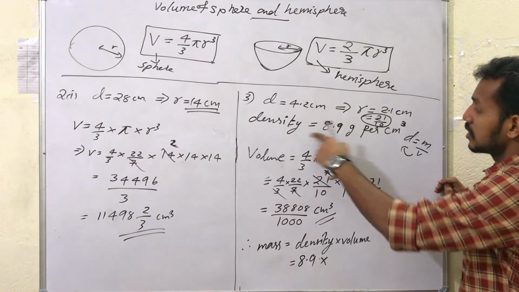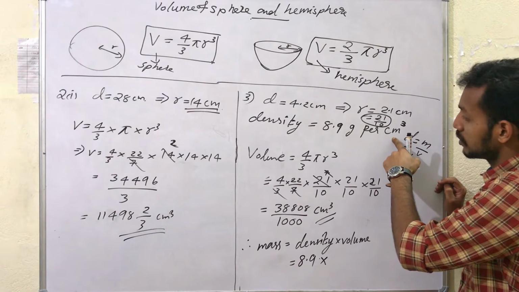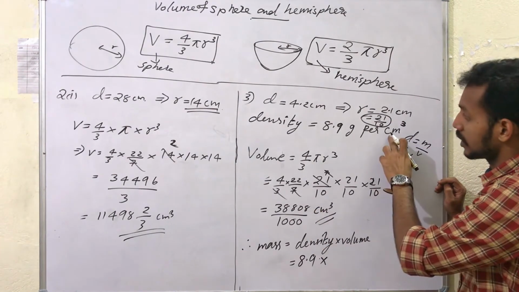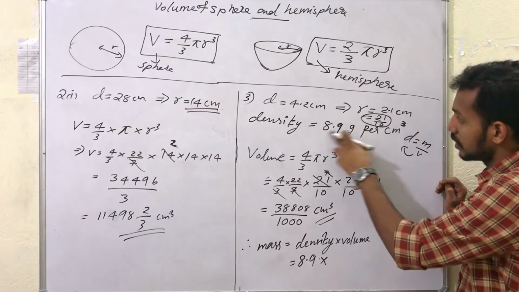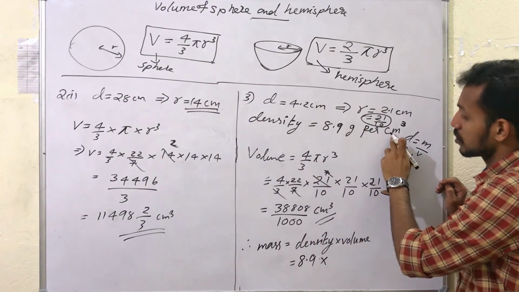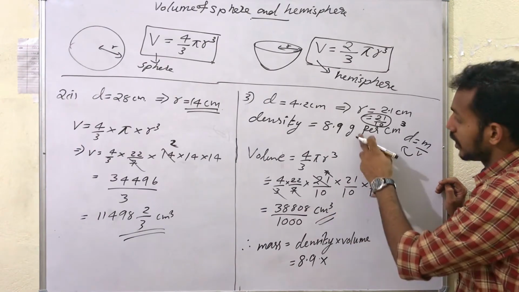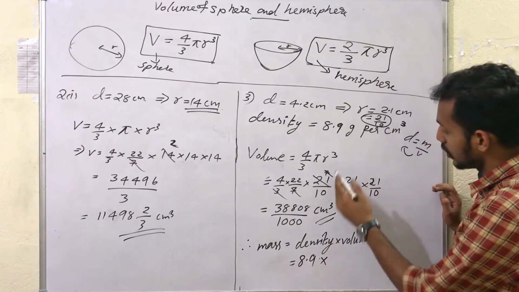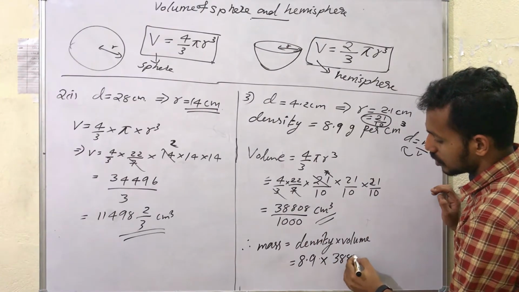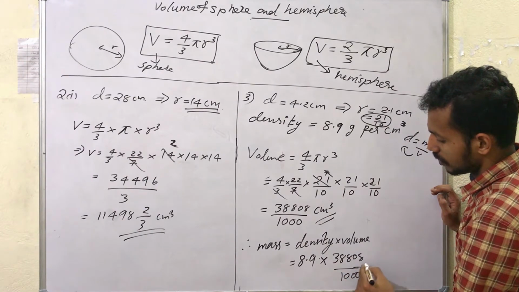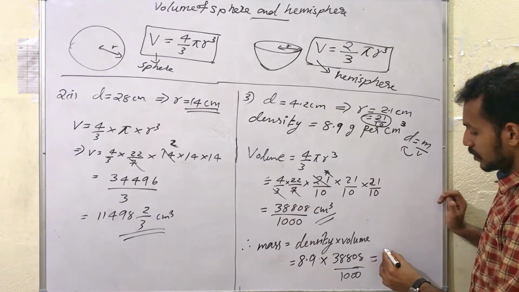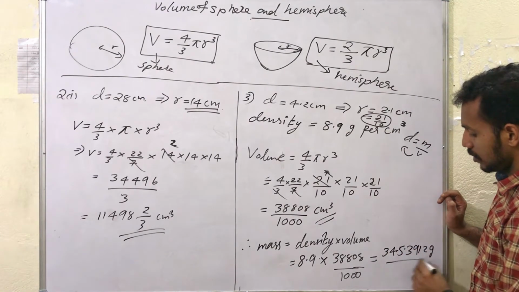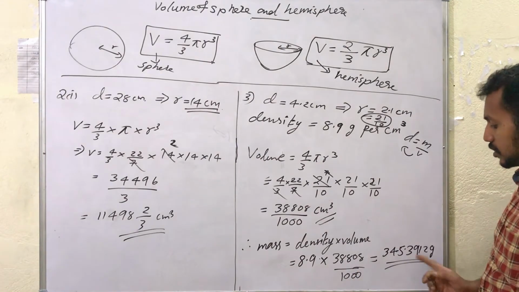The unit of the density you need to look at carefully. If it is not centimeter cube, then you need to convert the volume from that unit to the particular unit given here. But for this question, the unit of volume as well as the unit of density is centimeter cube and gram per centimeter cube. Then there is no problem, you can directly substitute. The volume is 38808 divided by 1000. Solve it by yourself, which is equal to 345.3912 gram. You will get this value.